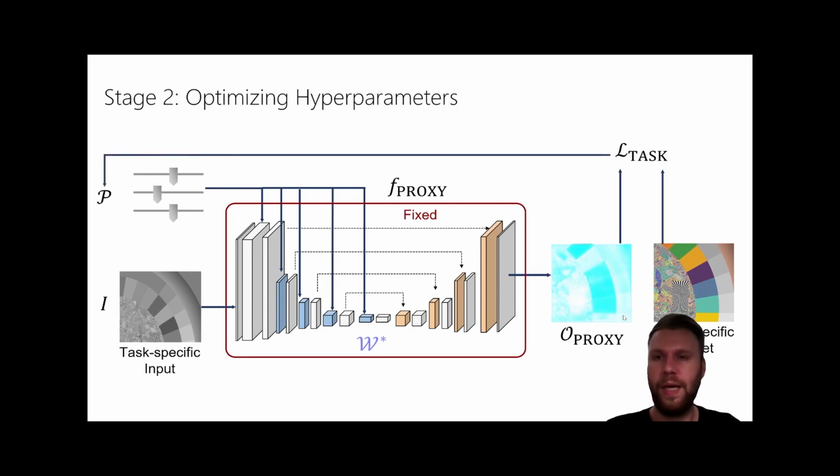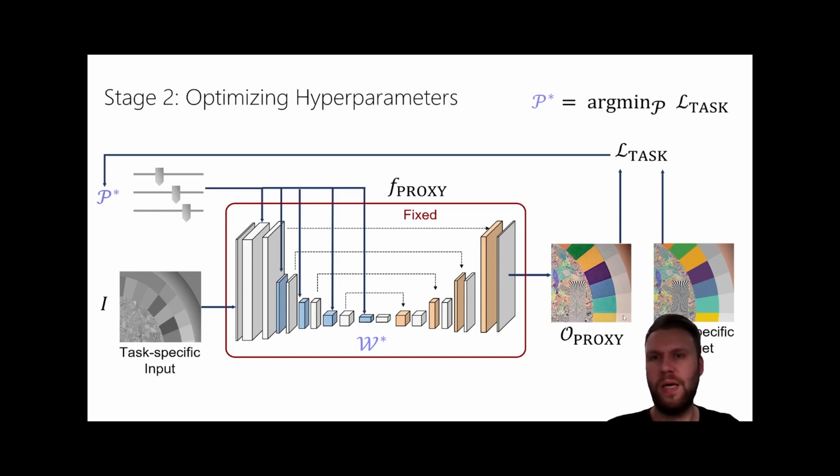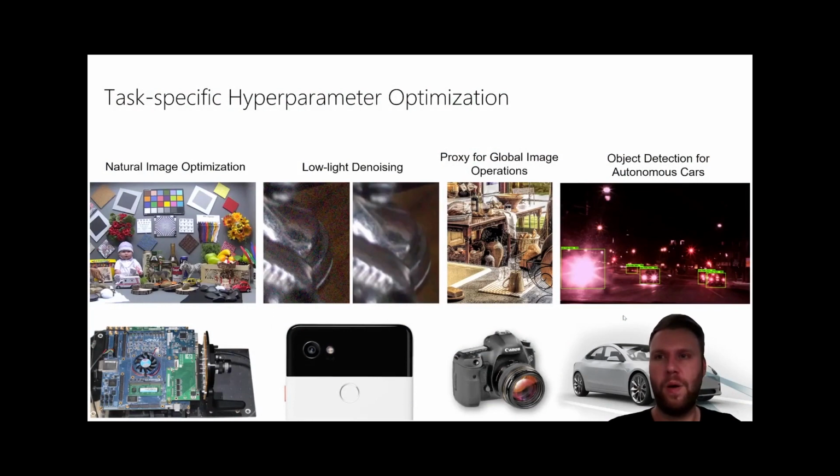Now, we can take our differentiable proxy module and, via first order stochastic gradient descent, optimize parameters that make the output as close as possible to the specific target that we want to optimize for. And we have broad flexibility on the target that we can choose. So we can look at different target applications.